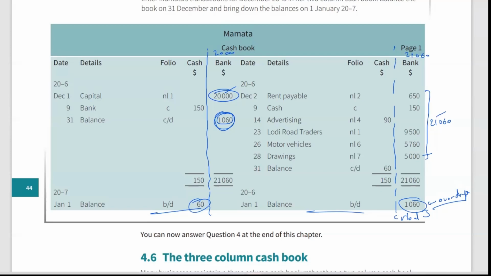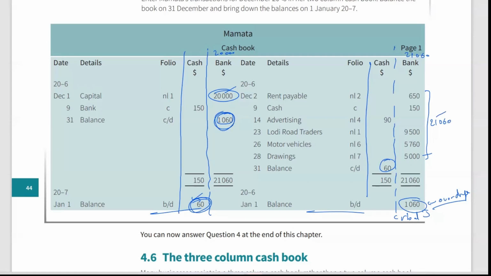For cash, the smaller side is which one in this case? This side is smaller, right? The credit side. And so we put balance c/d on the smaller side and balance b/d on the bigger side. Very simple, right? Cash will always have a debit balance, if any. Either there'll be no balance or there'll be a debit balance. There will never be a credit balance.